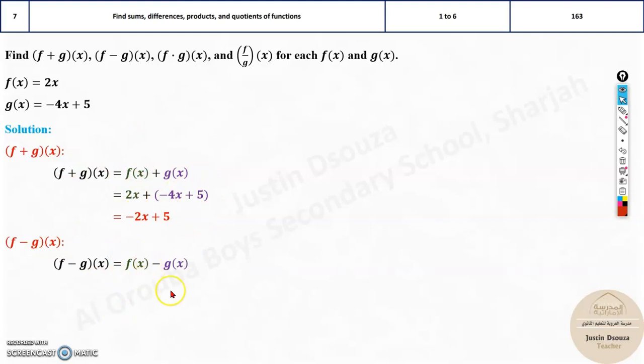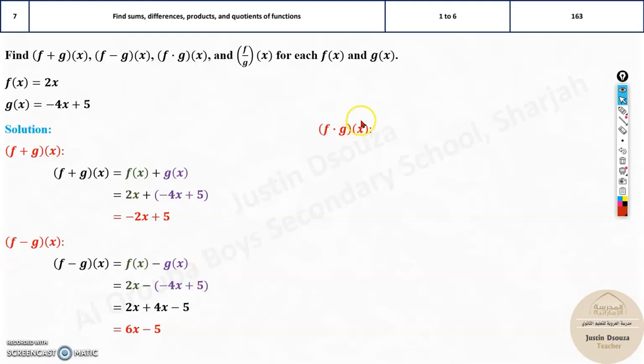Again the same way, all you need to do is minus, but just remember you need to multiply this negative sign inside the brackets. So it becomes 2x plus 4x minus 5. Because distribute this negative sign, use the distributive property. And now when you add it, it'll be 4x plus 2x minus 5. The answer is 6x minus 5.